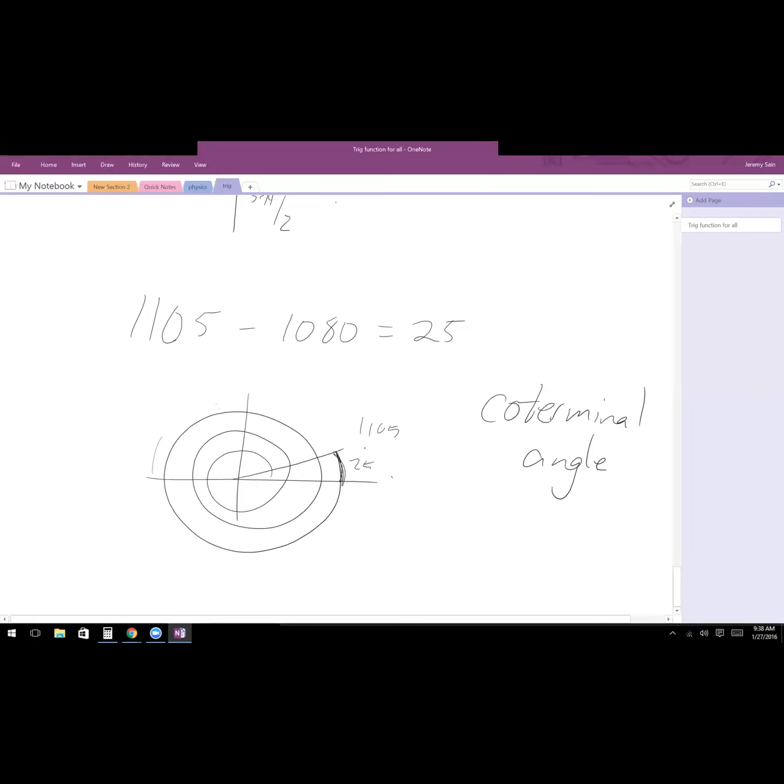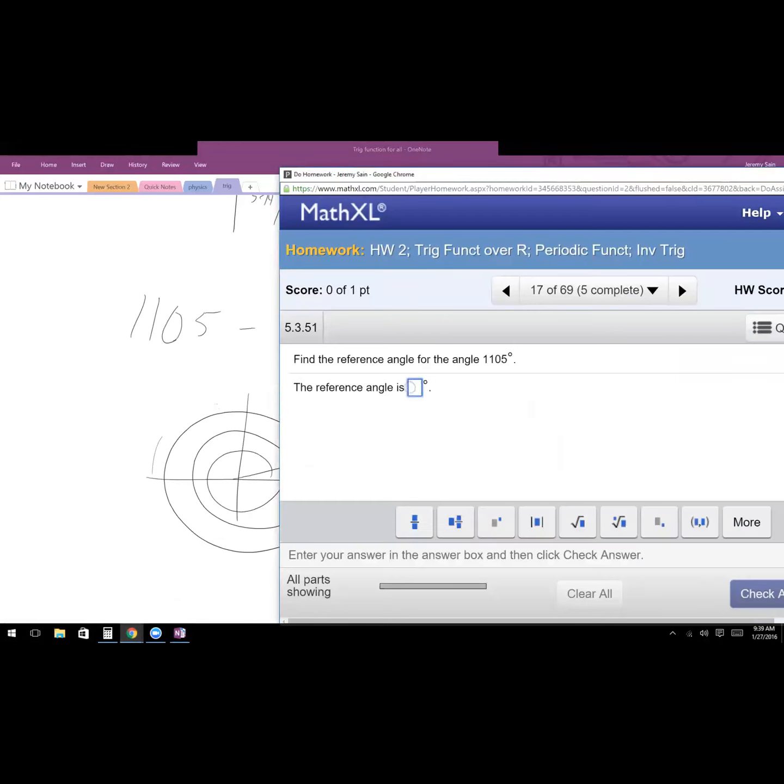Yeah, if they actually stop in exactly the same spot, then that's called coterminal, which is what it sounds like. So that would be 25 degrees.